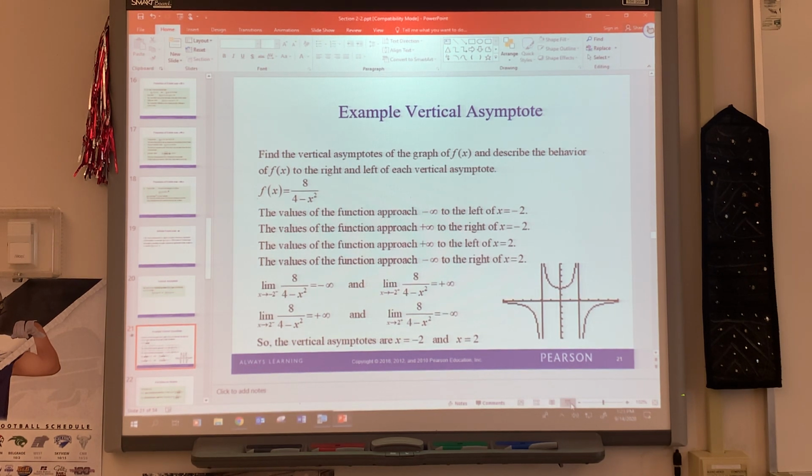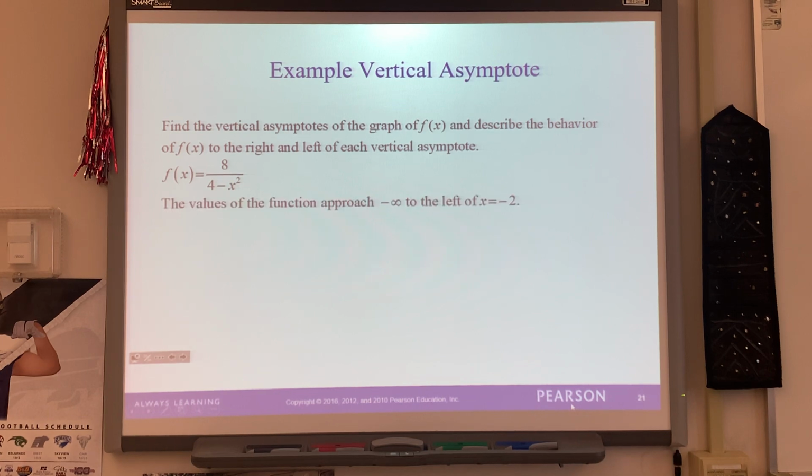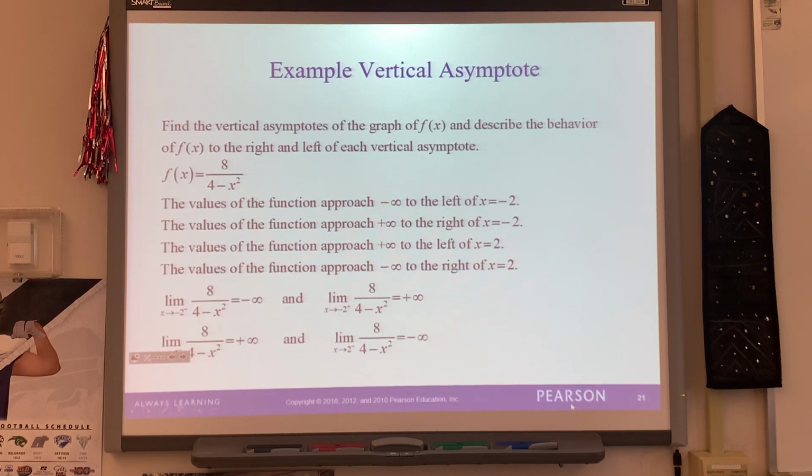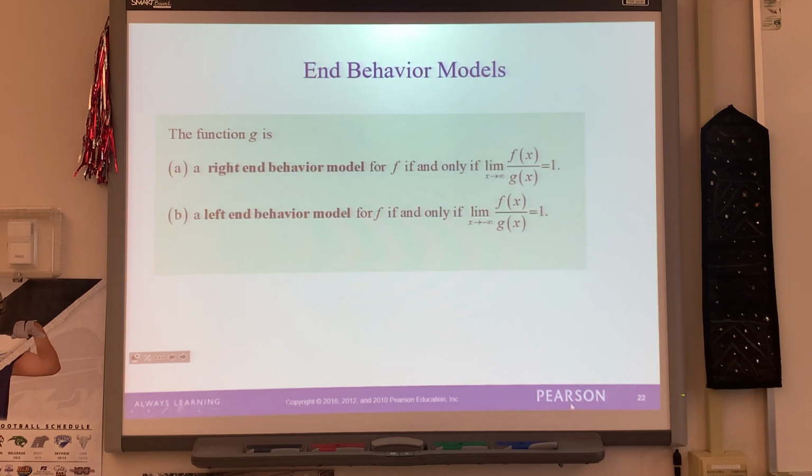So back here, I'm going to get close to finishing out things for the day. We saw that the values of the function approach negative infinity to the left of x equals negative 2, and positive infinity to the right of negative 2. Then the values of the function approach positive infinity to the left of 2 and negative infinity to the right of 2. So there are vertical asymptotes at x equals negative 2 and 2, and there is the graph that we looked at.